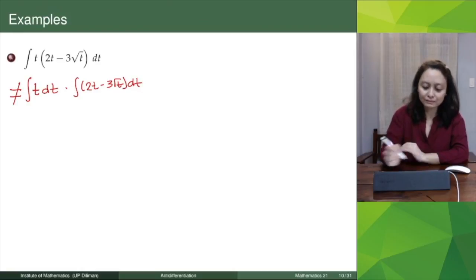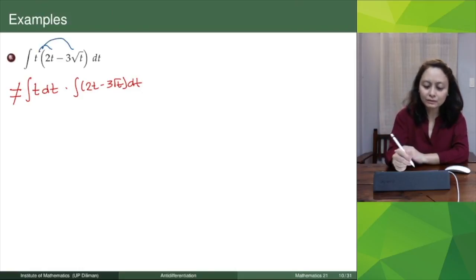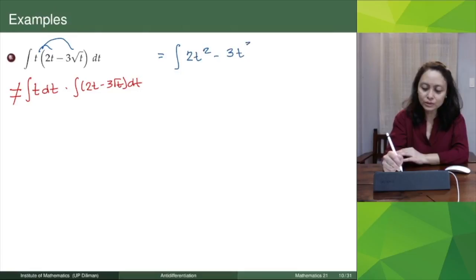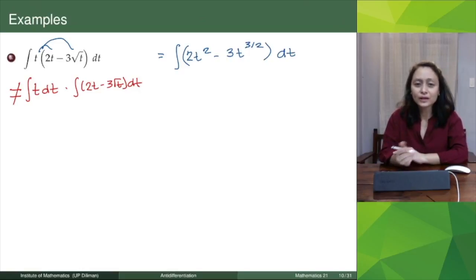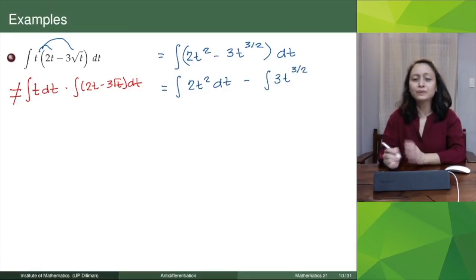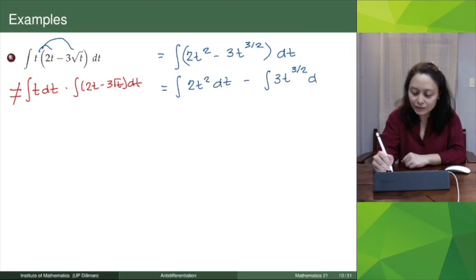So, ang gagawin muna natin, distribute nyo na muna to sa loob. So, to distribute t, you get 2t square minus 3. T times square root of t is t raised to 3 halves, dt. Okay? So, ngayon, difference to. Therefore, we can get the antiderivative of each of the terms. We can write this as 2t square dt. Pag kaya nyo na, pwedeng i-direct nyo na agad. But since example pa lang to sa bagong topic, I'll write out the details.